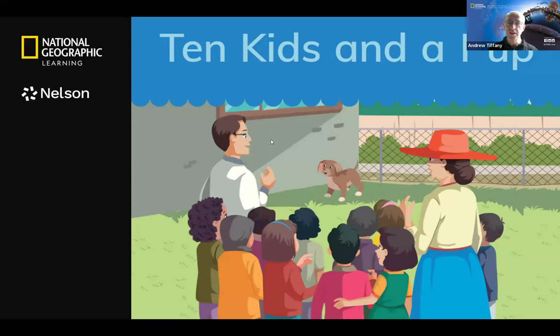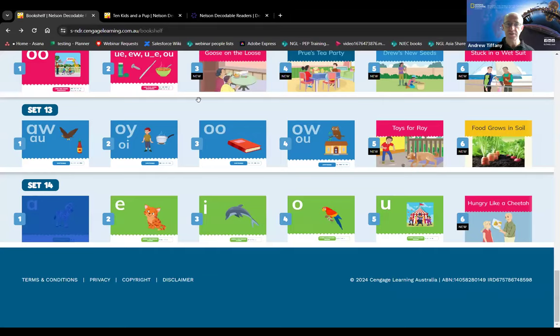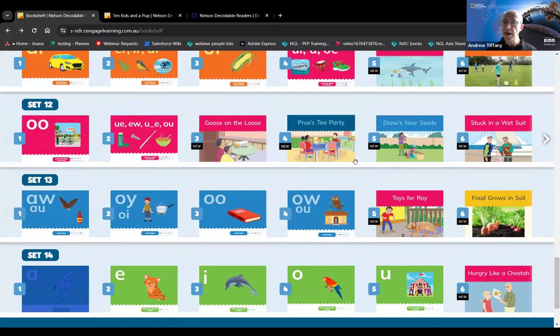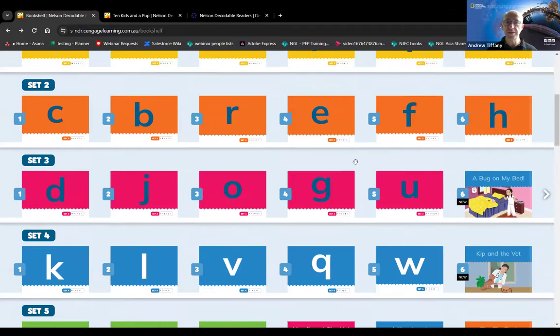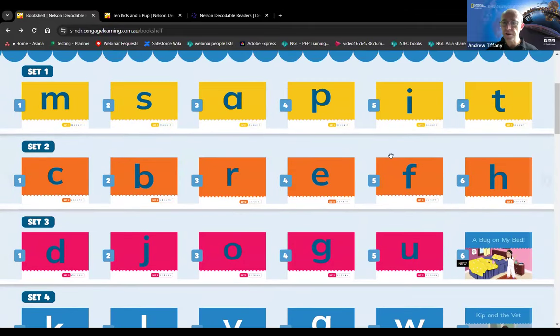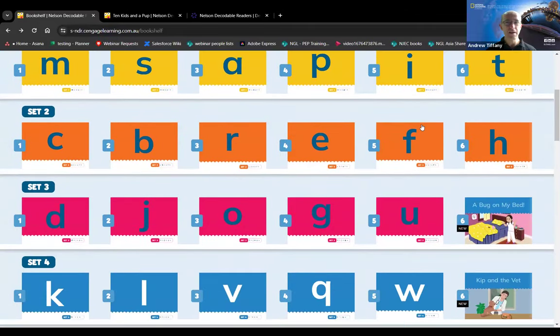Okay, good. So I'm going to switch my screen, and I'm going to go to here. This is our book for today, but actually I want to go to this page to start with. This is the teacher's bookshelf for the Nelson Decodable Readers. As you can see, there's a lot of different things here, but I'm going to use this like a bit of a presentation tool today. Okay, very good. So we're going to do a little activity to start off.